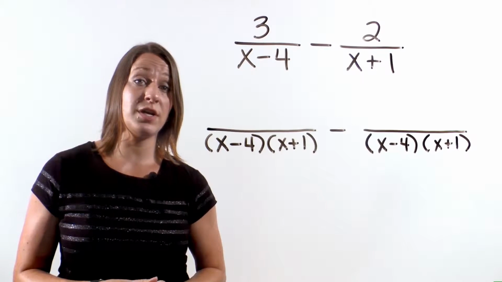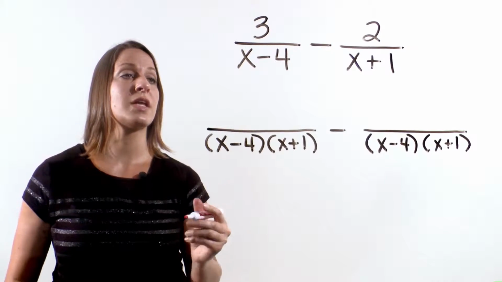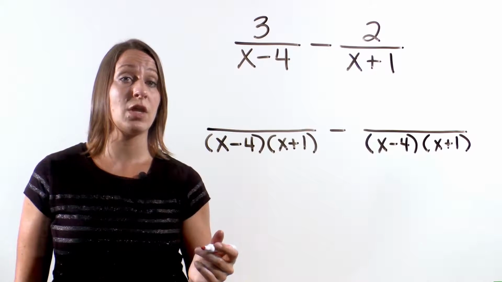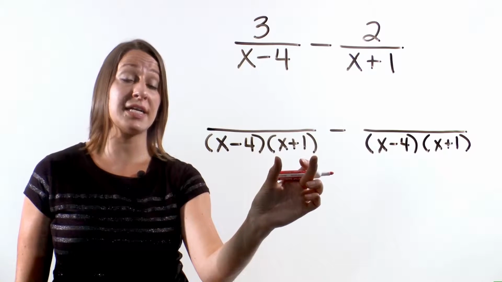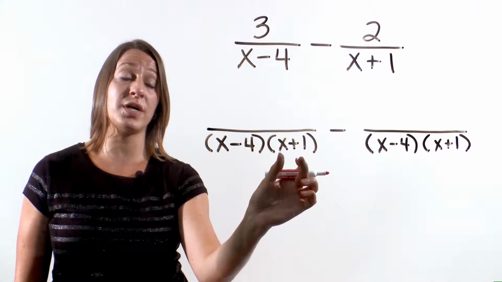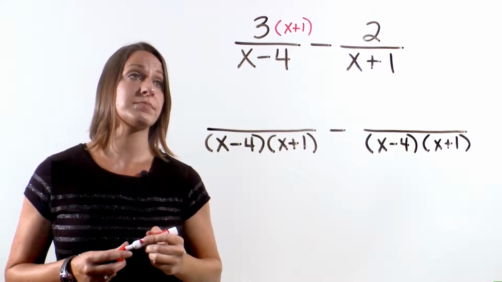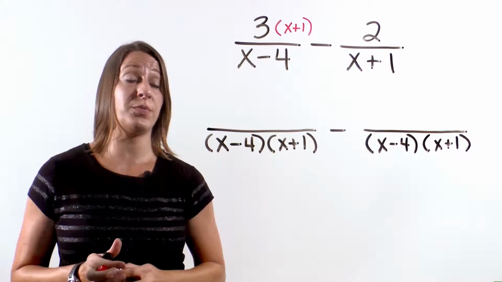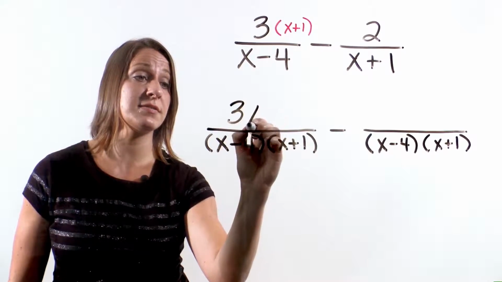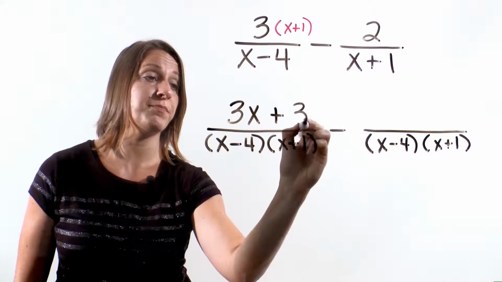Since we've changed the denominator, we need to make the same change to the numerators. The original denominator to the first fraction was x minus 4. Notice that we've now multiplied x plus 1 to that denominator. So we're going to multiply x plus 1 to the numerator. Let's go ahead and do that multiplication problem. We have 3 times x is 3x. 3 times 1 is positive 3.